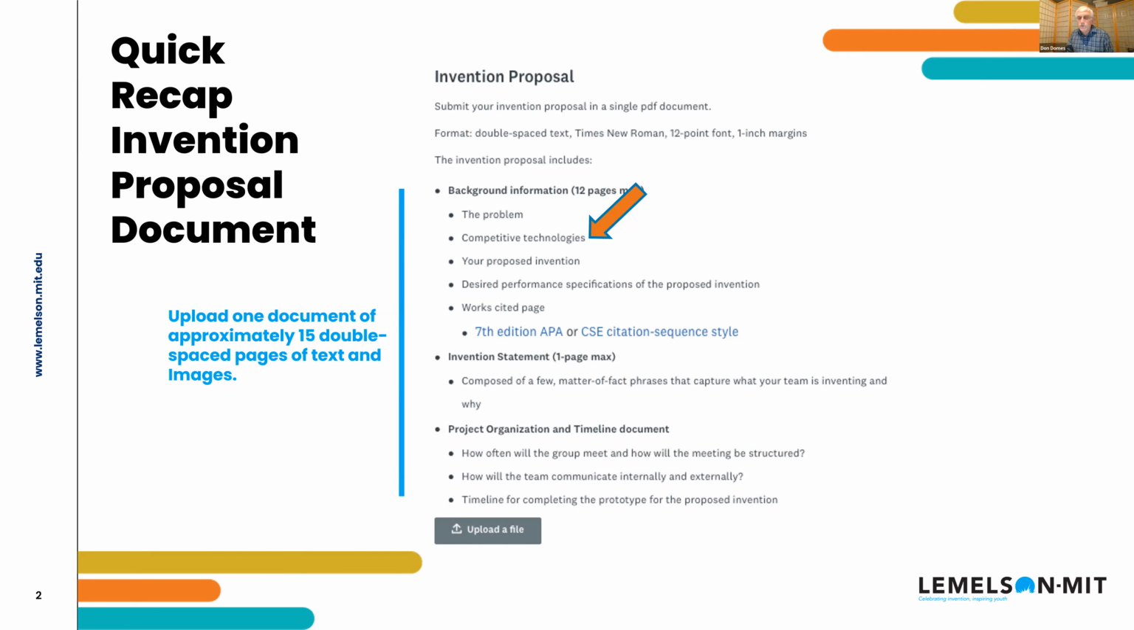Of course, your proposal, the performance specs of what it's going to do, your works cited. I'm not going to go back over this because it's been gone over. The document is going to be approximately 15 double-spaced pages of text and images. And as Lee mentioned in previous ones, we really encourage you to do images. A lot of you are going to find 15 pages may sound daunting at the beginning, but usually what happens is you end up running out of space and you're cutting things out.